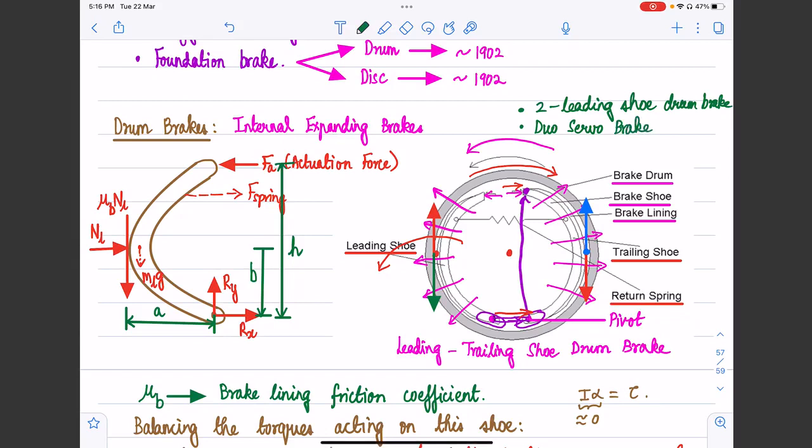Yes, sir. I'm just asking about that duo servo brake only. What is the mechanism of the right side shoe in that case? It cannot be the trailing or the leading, right? It will be in between. It will still be called the trailing shoe, because the brake factor from that shoe will still be lower than that of the leading shoe. Slightly higher, but it will still be lower than the left shoe.